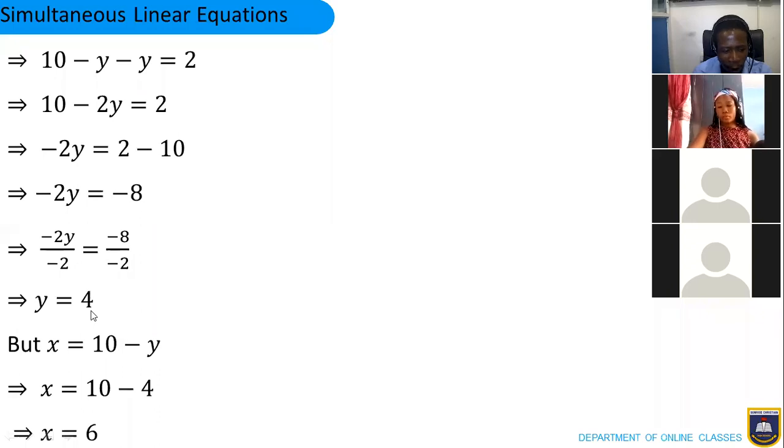The y is now 4, but remember that we have x equal to 10 minus y, and we know the value for y already. So this equation becomes simple for us to find x. You can choose to substitute your y into equation 1 or 2; it is still the same thing. But since we have a simple equation here, x equals 10 minus y, you only substitute the value for y into that to get x. Our y is 4, so we only replace y with 4. That will give us x is equal to 10 minus 4, then x is equal to 6.